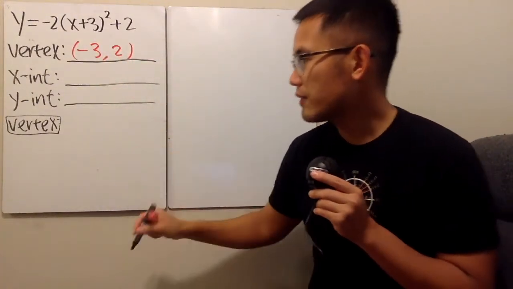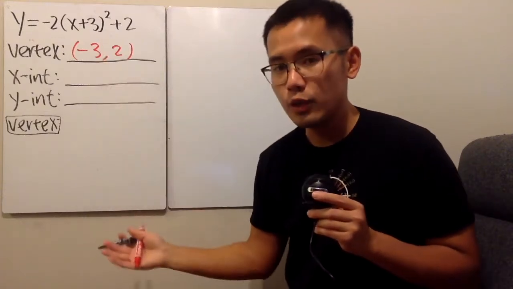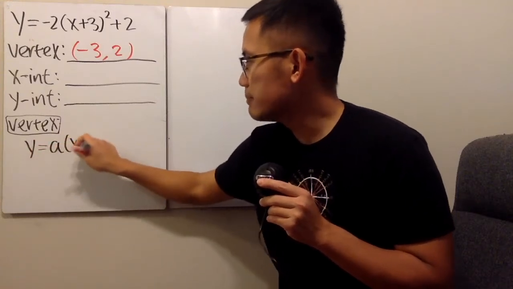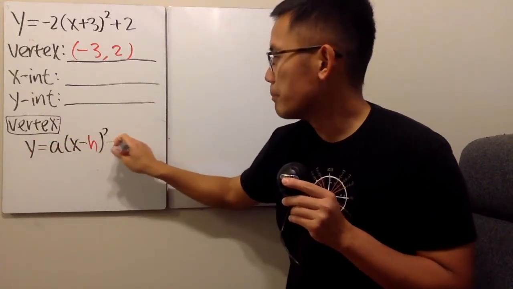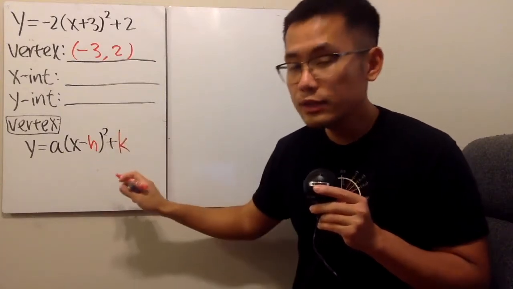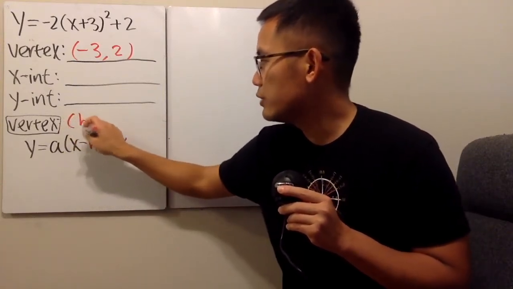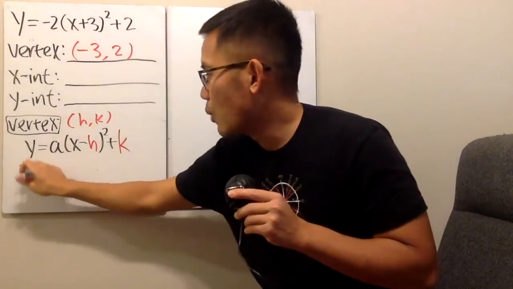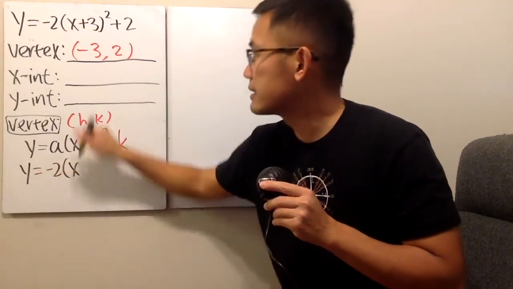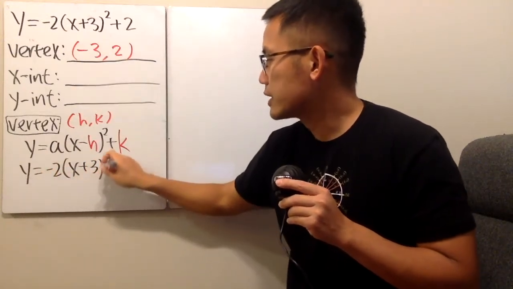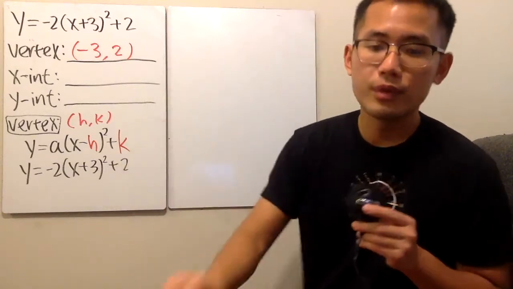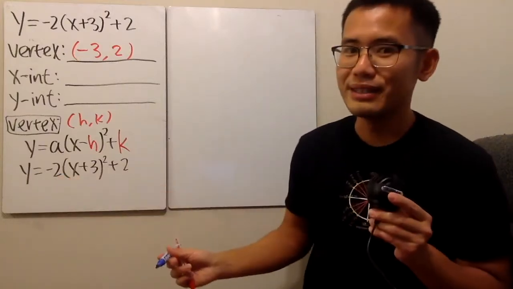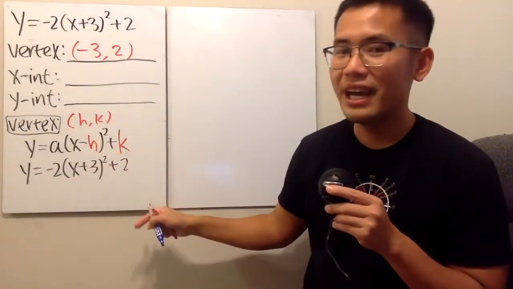And again, the reason is because of the following. Whenever we have the equation in the vertex form, namely y equals a times (x minus h) squared plus k, this right here tells you the vertex is at (h, k), right? And now this is what we have, namely y equals -2 times (x plus 3) squared and then plus 2 after that. Well, if you mix and match, you can see that a is -2, but it doesn't really matter. You just care about the h and also the k.